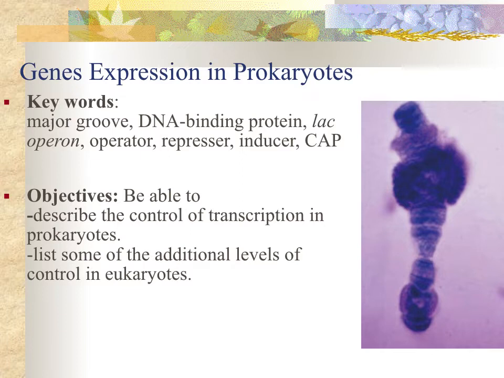And so we'll talk about DNA binding proteins that work in the major groove of DNA. In particular, we'll talk about one example of a set of genes that are controlled in prokaryotes, the lac operon. And in particular, proteins that are repressors and inducers work on this lac operon to turn genes on and off. And this was the first kind of system where we actually got to be able to control genes, understood it. And so it was through the control of transcription.